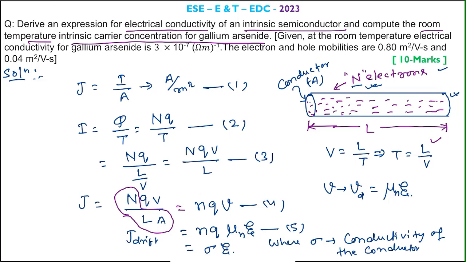So now here, by the use of this expression J is equal to sigma into E, we can apply the same thing for a semiconductor also. Only the difference is, in the case of a semiconductor, there are two types of charge carrier: one is called the electron and the other is called the hole. So we will get drift current due to both the electron as well as the hole.